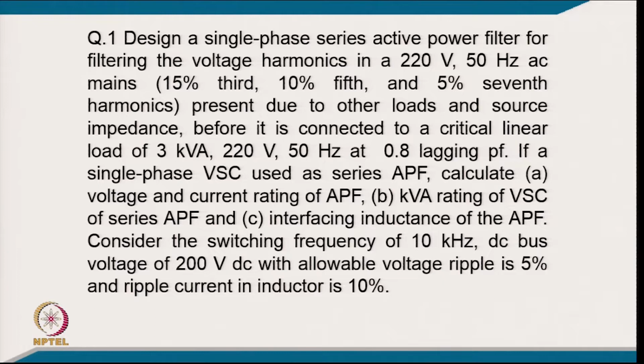power factor. If the single phase voltage source converter is used as a series active filter, calculate the voltage and current rating of series active filter, kVA rating of voltage source series active filter and the interfacing inductance of series active filter. Consider the switching frequency of 10 kilohertz and DC bus voltage of 200 volt with the allowable voltage ripple of 5% and ripple current in the inductor is 10%.